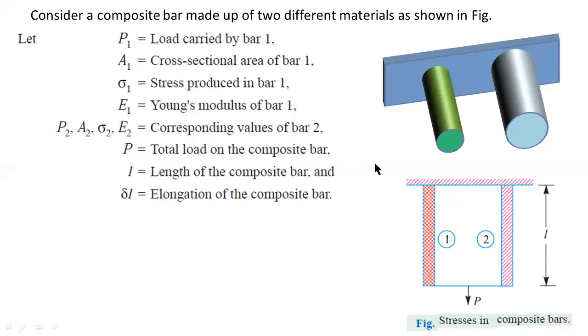Now when you apply tensile or compressive loads, the deformed shape I consider as delta L. I consider the deformed length as delta L. So the elongation or contraction or deformation of the composite bar is equal to delta L. Delta L is the total elongation or change in length.